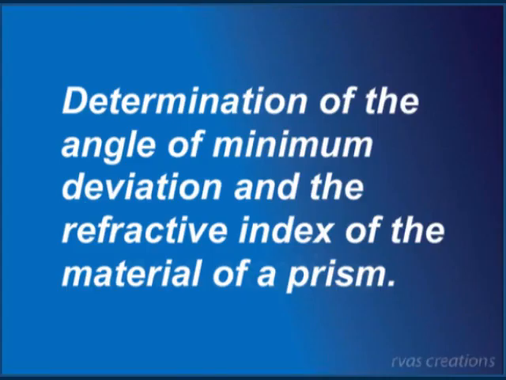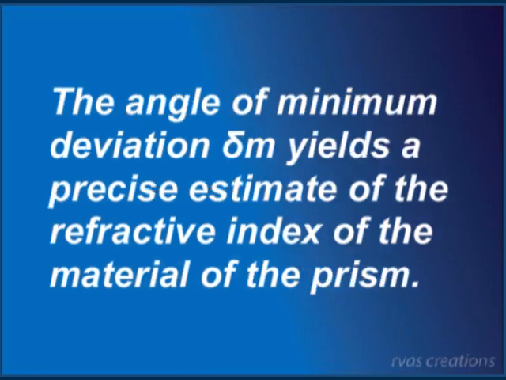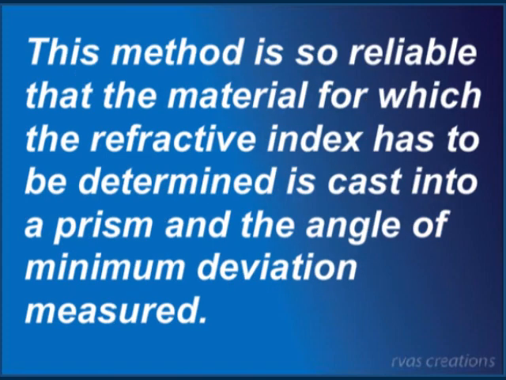Determination of the angle of minimum deviation of a prism is an important experiment. This is because it yields a precise estimate of the refractive index of the material of the prism. This method is so reliable that the material for which the refractive index has to be determined is cast into a prism, and the angle of minimum deviation is measured.